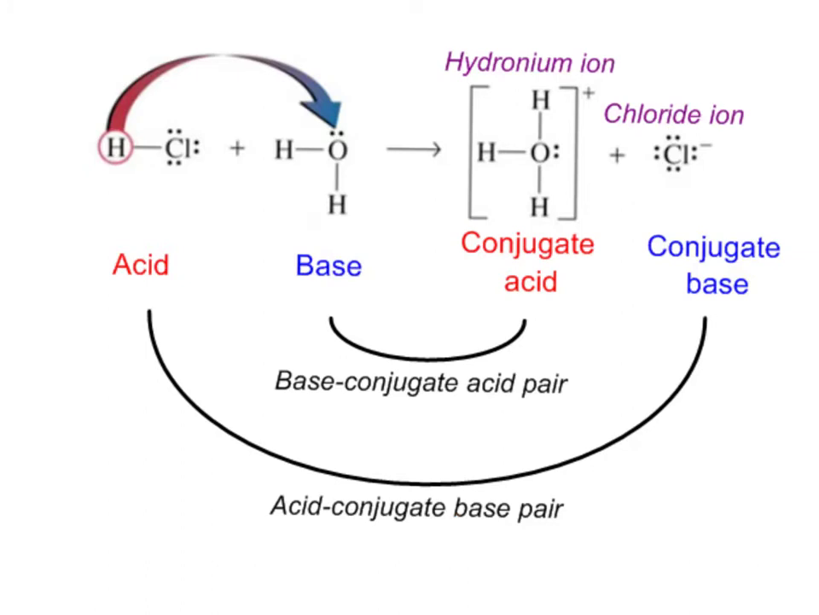Here is just a rewriting of what we just stated. We have our acid, our hydrochloric acid. It's donating that proton to the water, the H2O. And because of that, this is the acid, this is the base. The conjugate acid is right here. The conjugate base is right here, the chloride ion. And that's how those are paired.